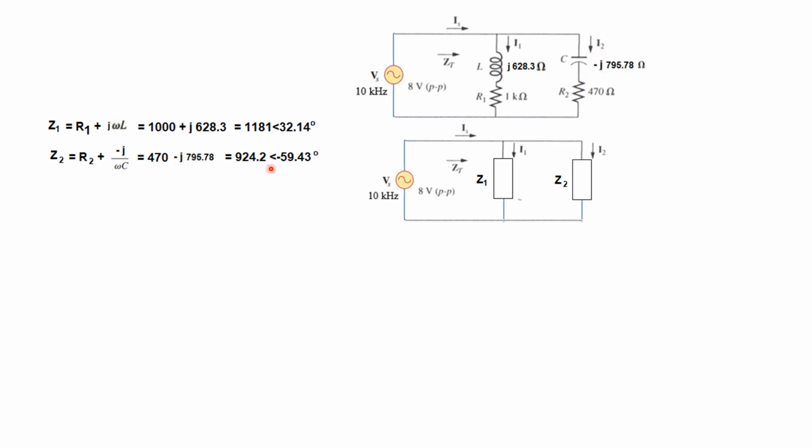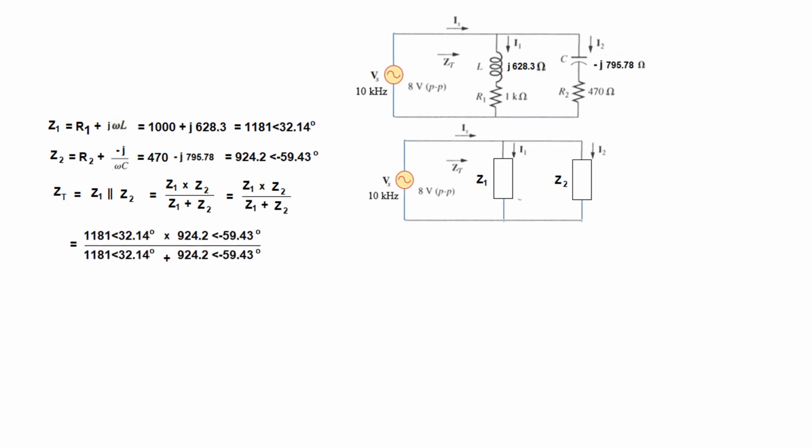So plugging in the values we get Z2, and now you can see these two are in parallel, so the parallel will give us ZT, the total impedance. So ZT is Z1 parallel Z2, so we just multiply and divide, plugging in the values. We can directly multiply because these two are in polar. We cannot add these two because again they are in polar. They have to be in rectangular for us to add.